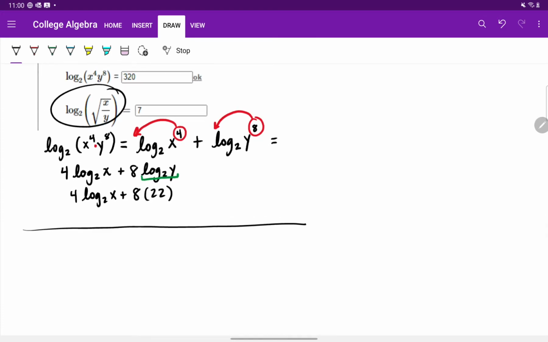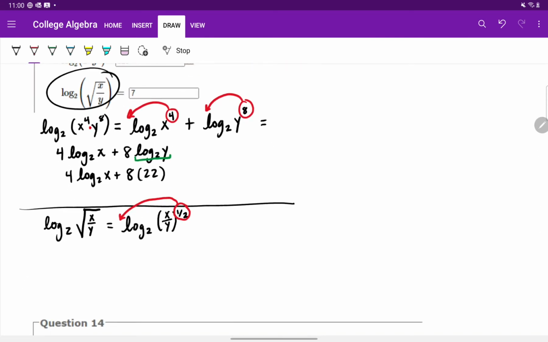The second part of the problem is log base 2 of the square root of x over y. Now, this one's a little bit tricky because there's a hidden exponent inside of it. Square roots are exponents. They just look a little different. So this is technically x divided by y to the power of 1/2. This is an exponent that we can use our exponent rule to pop out to the front of our logarithm. So we would write this as 1/2 log of x over y.